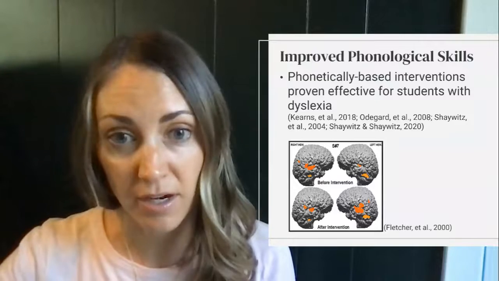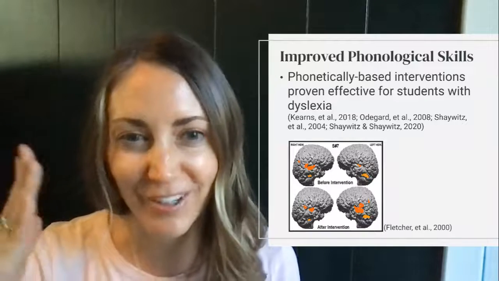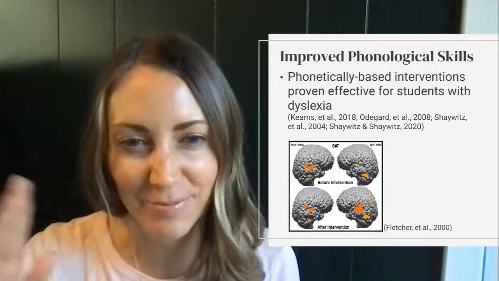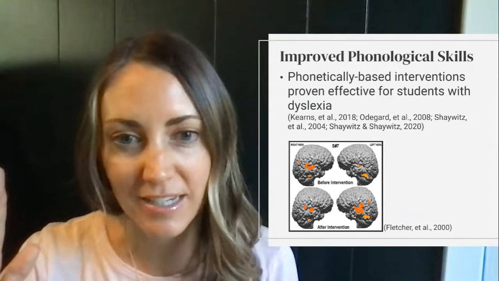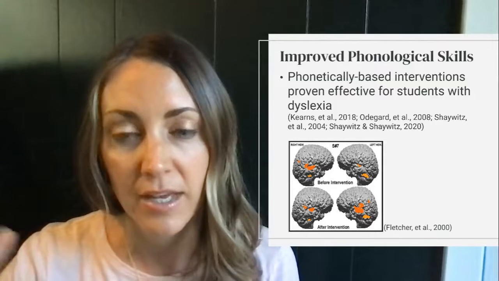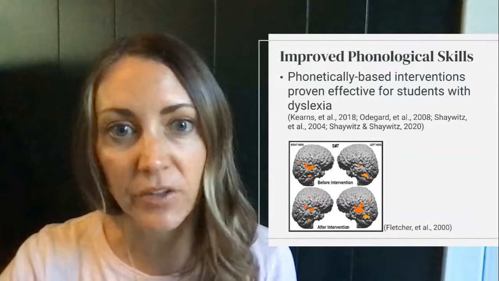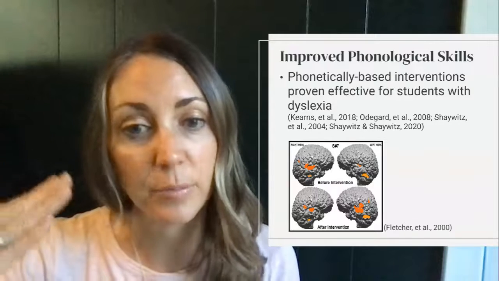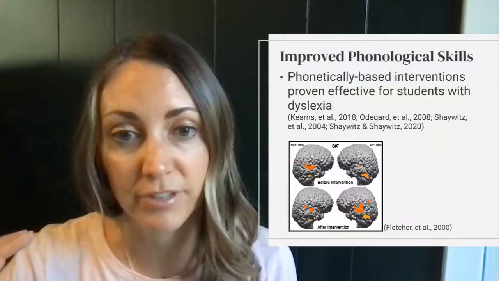And on the top, it's the right hemisphere and the left hemisphere. It's kind of flip-flopped, sorry. The right hemisphere and the left hemisphere of a person with dyslexia before intervention. That means a phonetically based targeted reading program. And then what their brain looked like after intervention.